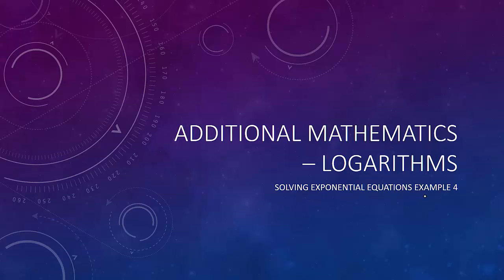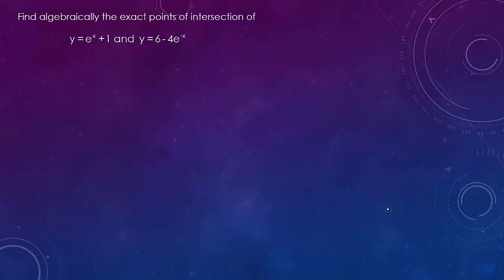Solving exponential equations, example 4. Find algebraically the exact points of intersection of y equals e to the x plus 1 and y equals 6 take away 4e to the negative x. So we want to solve these simultaneously, and they both say y equals.